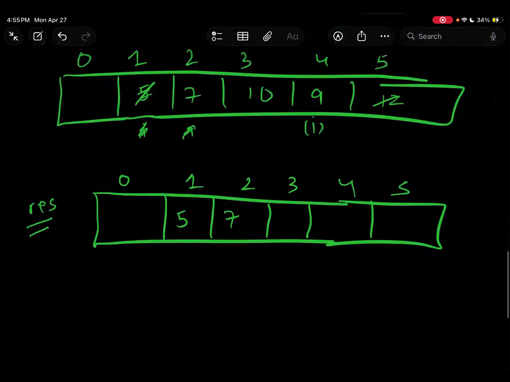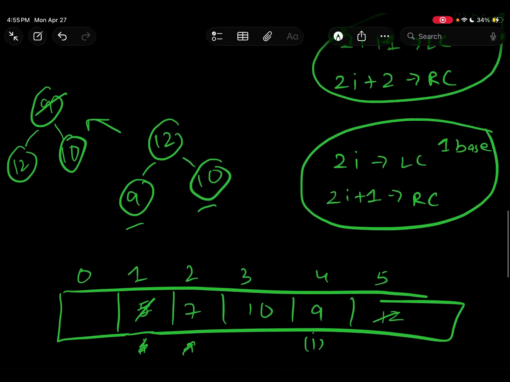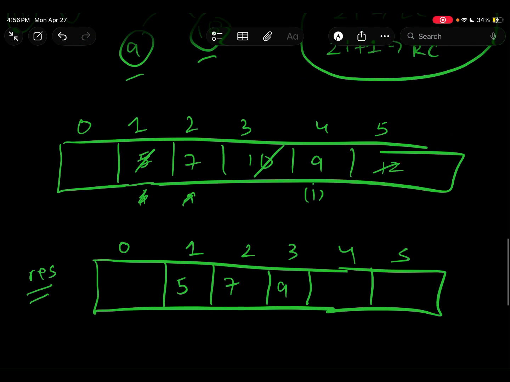And then 9 would go here, same idea. When I remove 9, 10 would take its place, and then 10 is again in the correct position, so I dequeue the value of 10. Then finally I dequeue the value of 12. So now if you can see, this is sorted. So this is the whole idea of heap sort.